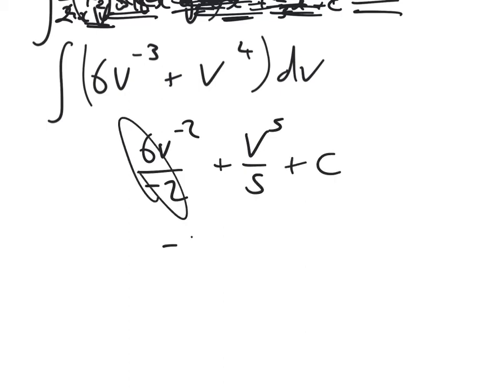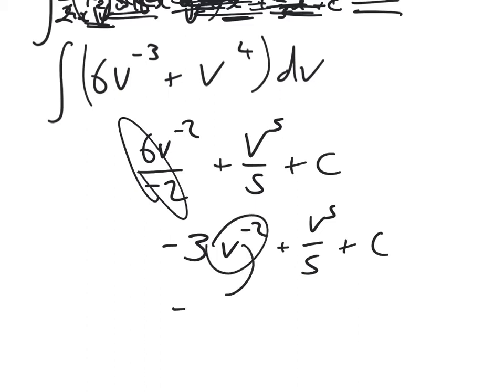6 divided by minus 2 is minus 3, so that's minus 3v to the minus 2 plus v to the 5 over 5 plus c. I can now bring this back down, and that will be minus 3 over v to the positive 2 plus v to the 5 over 5 plus c.